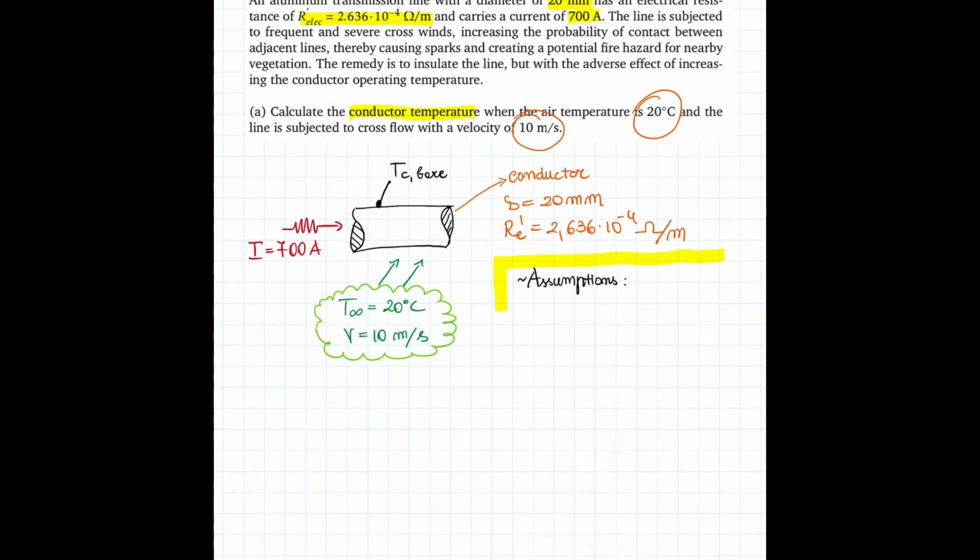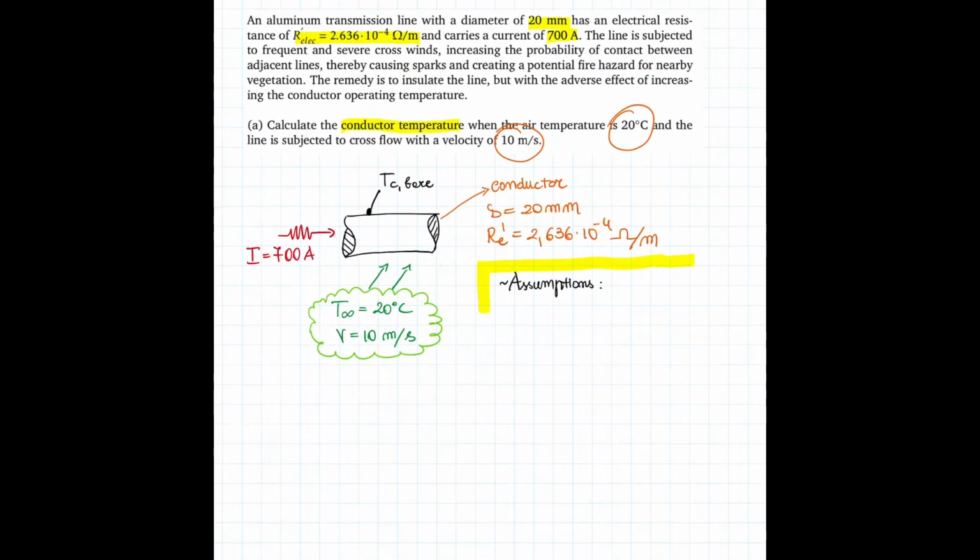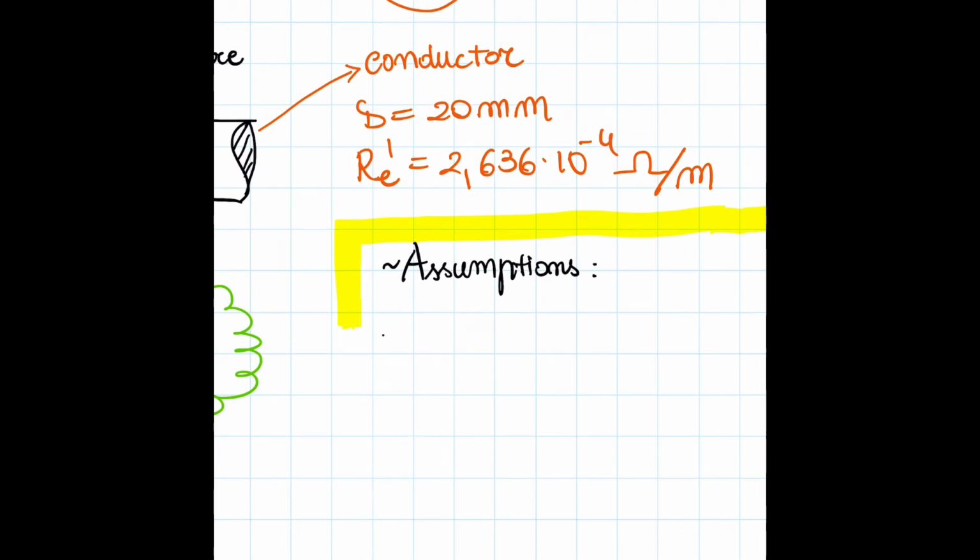First of all, we have to redraw the scenario, as I already did before starting the recording. As you can see, I drew the conductor with all the data we're given. Following that, we should list all the assumptions that we're going to employ to solve the problem. The first one is steady state. We're looking at a steady state scenario.